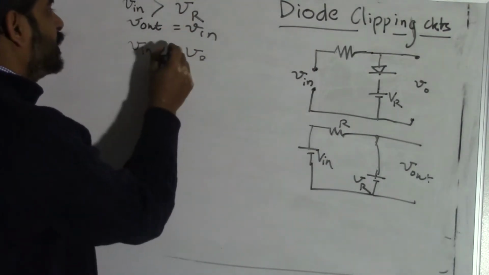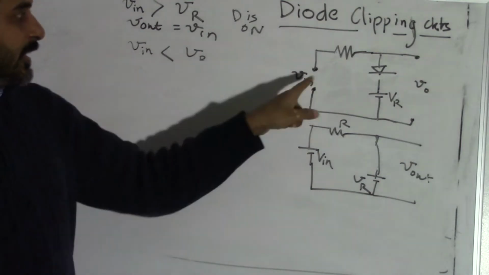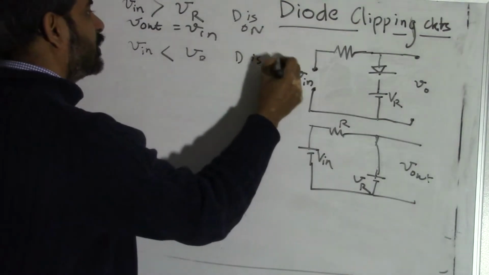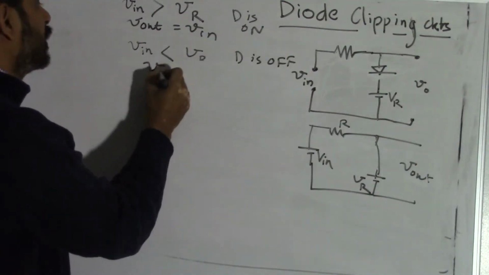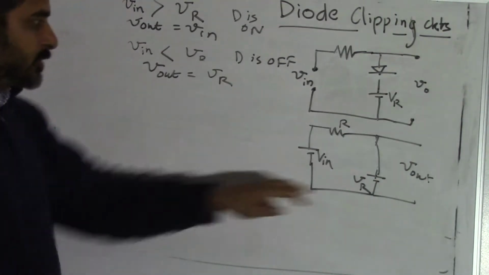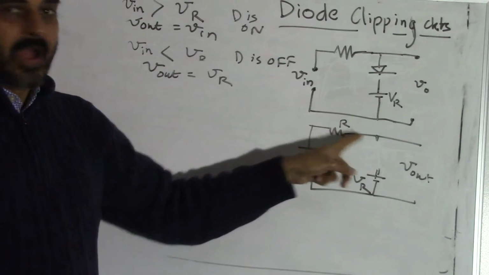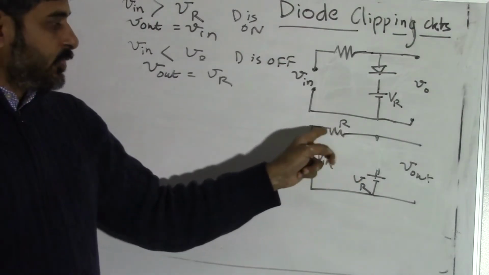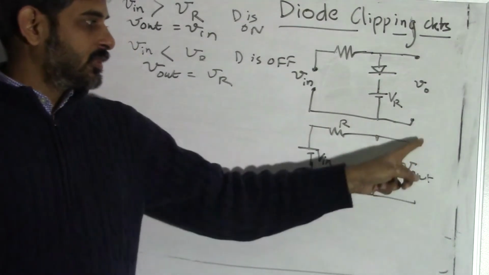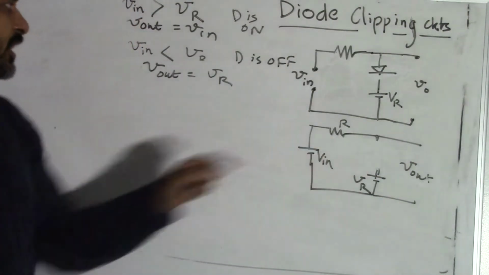And I will write D is on. And when V in is less than VR, this diode is reverse biased, and D is off here, and then V out will be equal to VR. Of course, there will be an IR drop, and we assume that the drop in this R is very small, and that is possible only when your output load resistance is much higher than this resistor R in series.